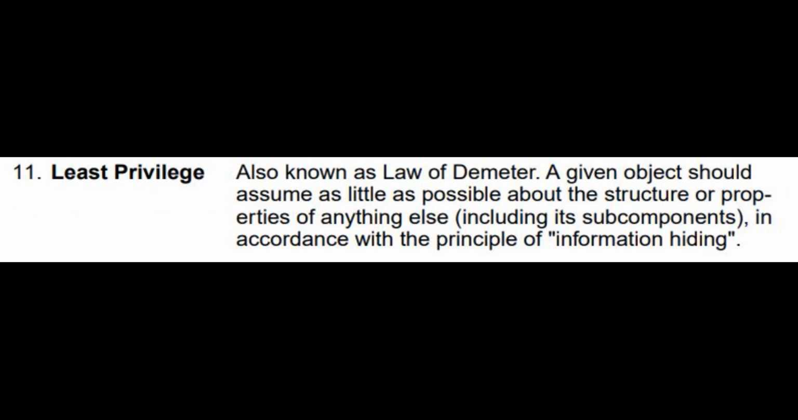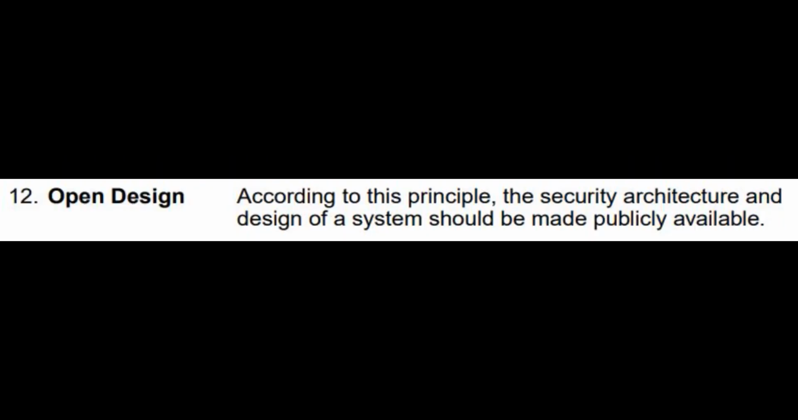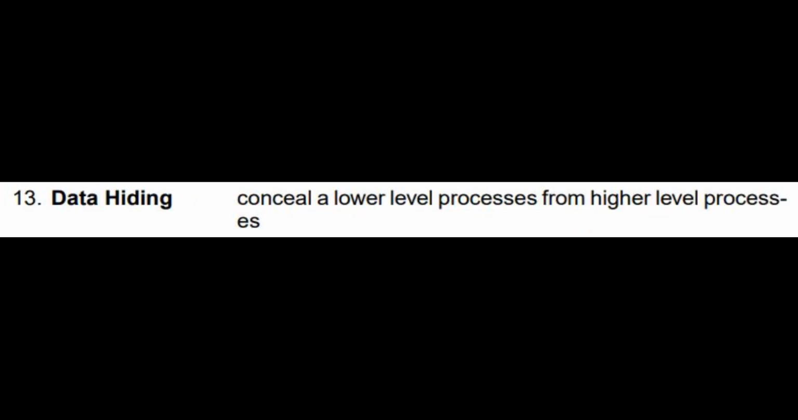Least privilege. A given object should assume as little as possible about the structure or properties of anything else. Open design. According to this principle, the security architecture and design of a system should be made publicly available. Data hiding. Concealing a lower level process from a higher level process.